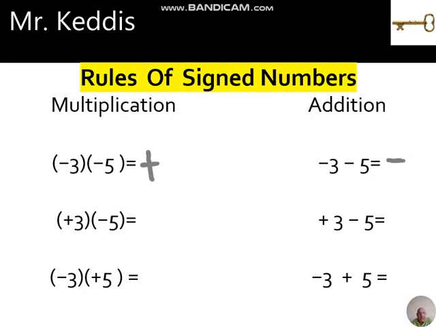In multiplication, when I have different signs, positive times negative or negative times positive, the sign is always negative. But in addition, I take the sign of the higher number. I have 5 higher than 3, so I take the sign in front of the 5. The sign in front of the 5 here is negative, and the sign in front of the 5 here is positive.